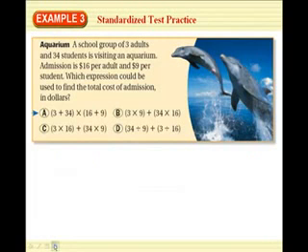So example number 3, using the standardized test practice. Let's see what we got going here. An aquarium. A school group of 3 adults and 34 students is visiting an aquarium. Admission is $16 per adult and $9 per student. Which expression could be used to find the total cost of the admission in dollars?